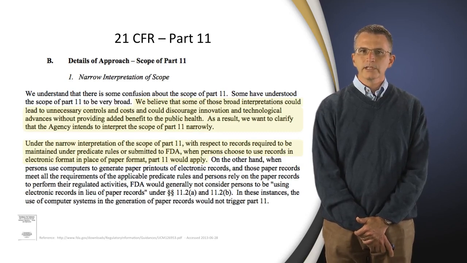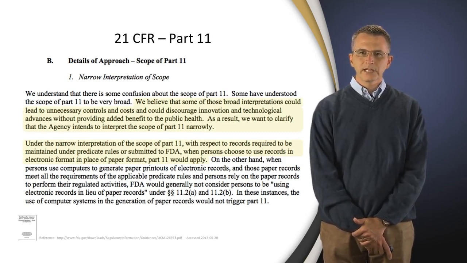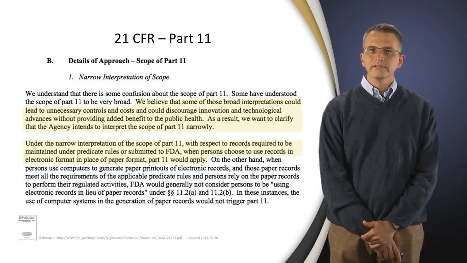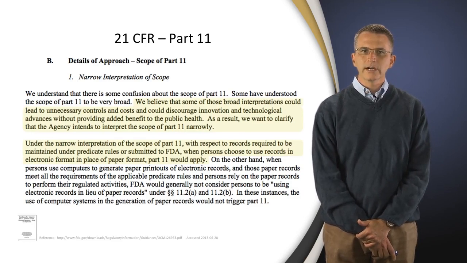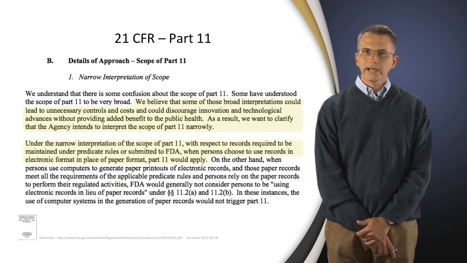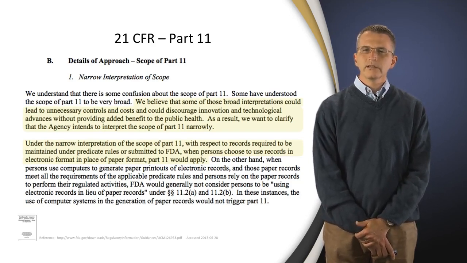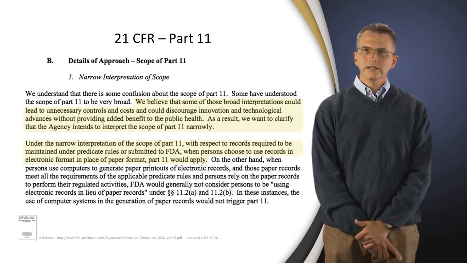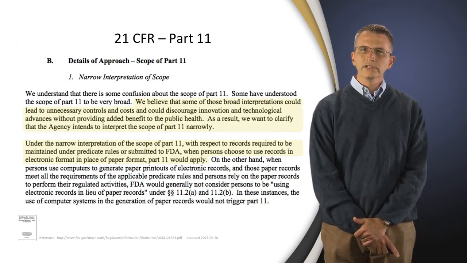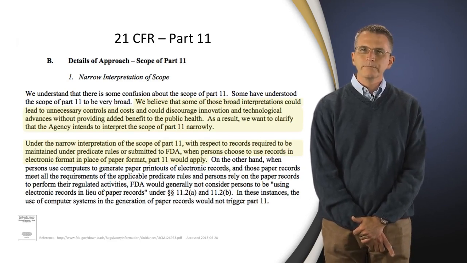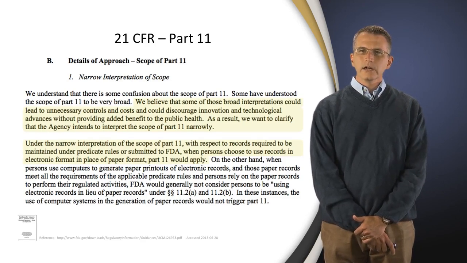Under the narrow interpretation of the scope of Part 11, with respect to records required to be maintained under predicate rules or submitted to FDA, when persons choose to use records in electronic format in place of paper format, Part 11 would apply. So backing up, like the FSMA work, there's a lot of documentation, there's a lot of validation of systems if you're going to be using an electronic system in clinical trials work, in work that will eventually be submitted to the FDA, to the regulatory groups upstream. And so it's important that you understand how to make that work.